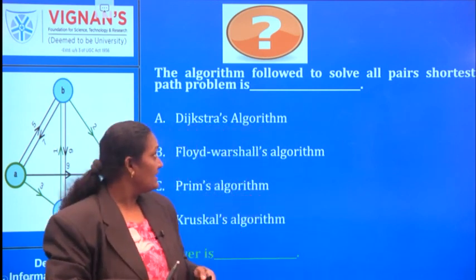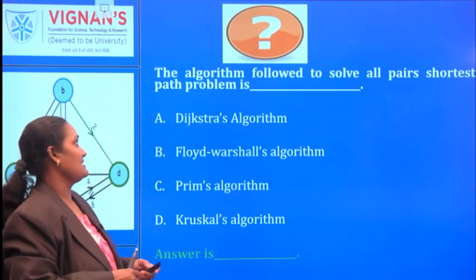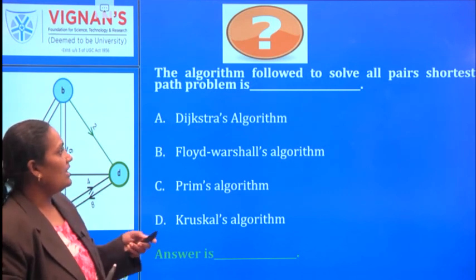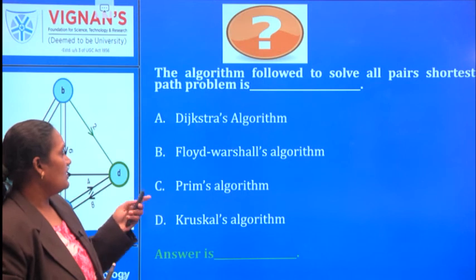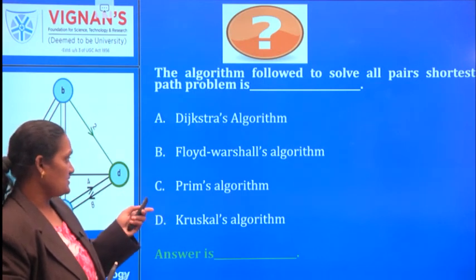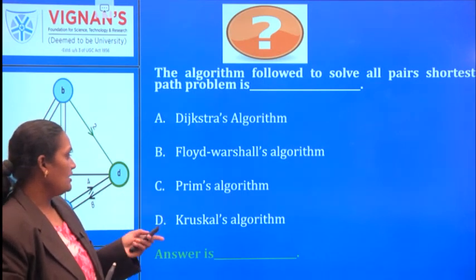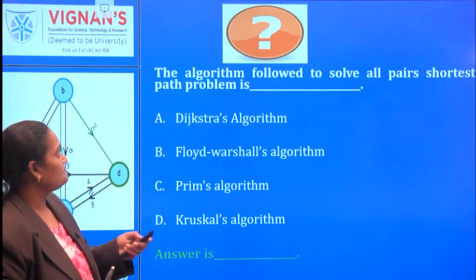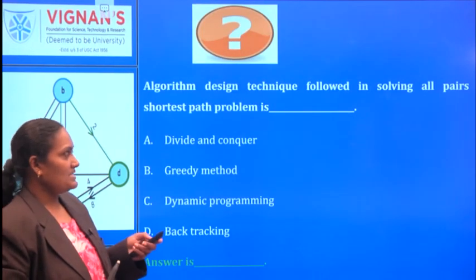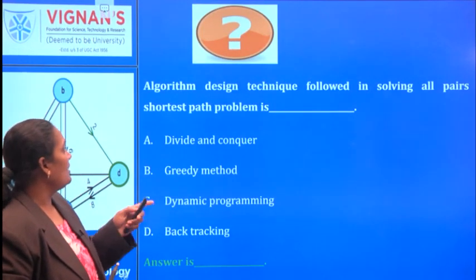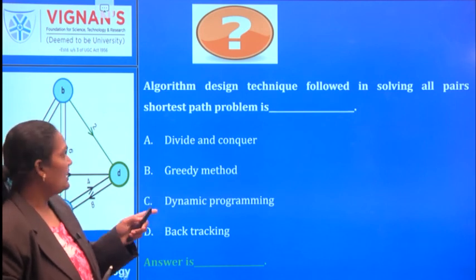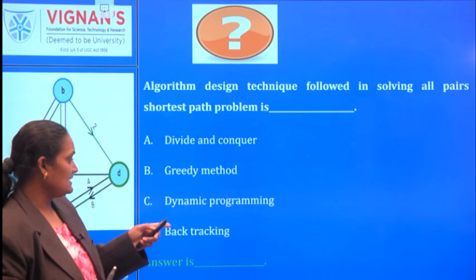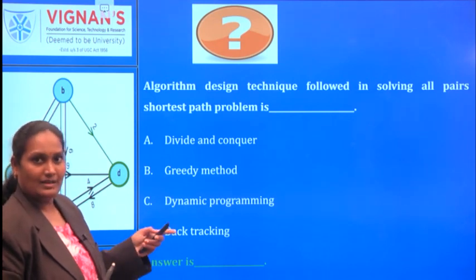To assess yourself, I have given some questions. Please answer these questions. The first question is, the algorithm followed to solve all pair shortest path problem is option A, Dijkstra's algorithm, option B, Floyd-Warshall's algorithm, option C, Prim's algorithm, option D, Kruskal's algorithm. Algorithm design technique followed in solving all pair shortest path problem is option A, divide and conquer, option B, greedy method, option C, dynamic programming, option D, backtracking.